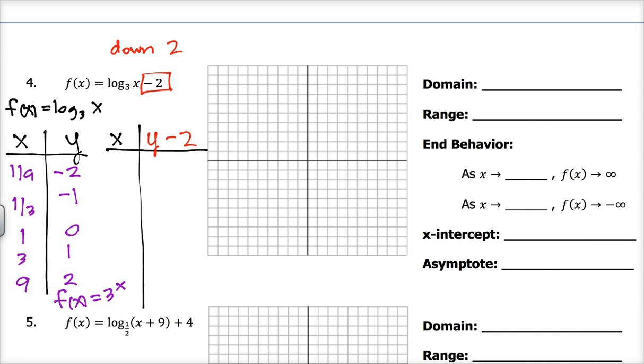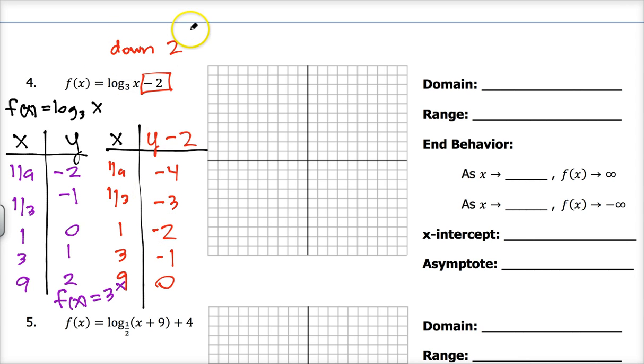So our x values will still be 1/9, 1/3, 1, 3, and 9. Your y values, though, -2 subtract 2 is -4. -1 subtract 2 is -3. 0 minus 2 is -2. 1 minus 2 is -1. And 2 minus 2 is 0. So the y values will have changed for this one here.